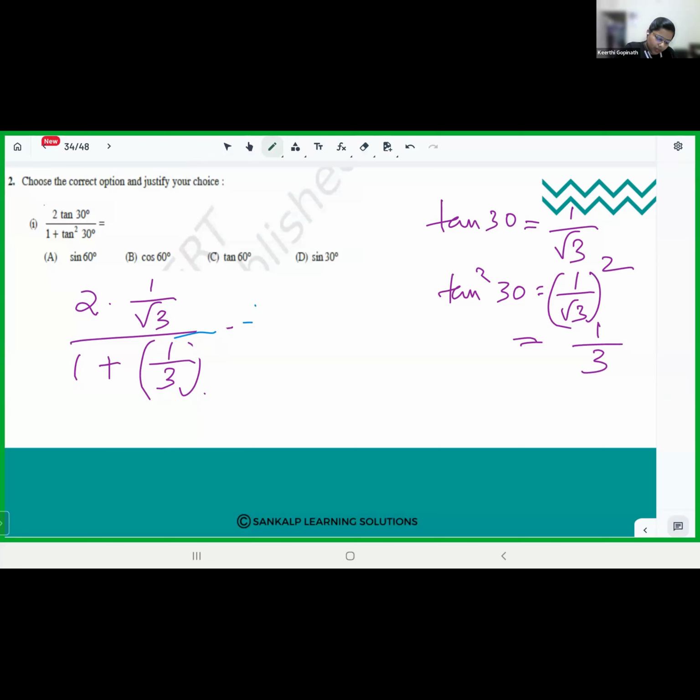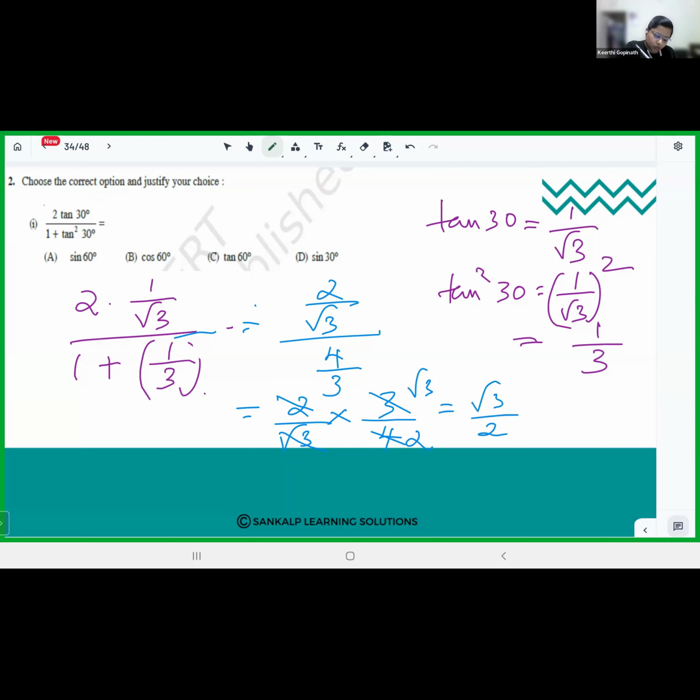So that is equal to 2 by root 3 divided by 1 plus 1 by 3, which can be written as 3 plus 1 by 3, right? That is equal to 4 by 3. Simplify that: 1 plus 1 by 3 will give you 4 by 3. So that is equal to 2 by root 3 into 3 by 4. You can cancel this with 2, so this will become 2. And if you cancel root 3 from 3, the remaining is root 3. So that is equal to root 3 by 2.